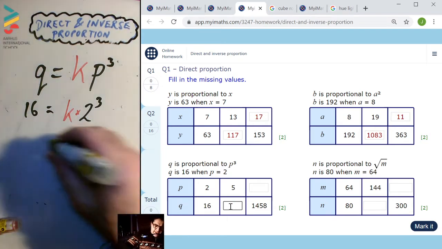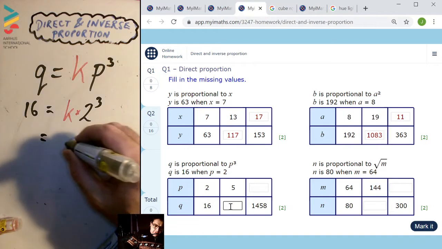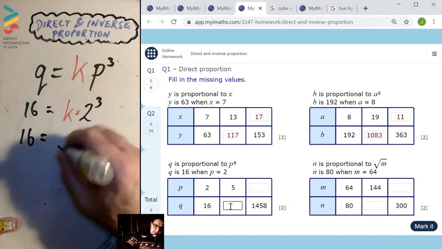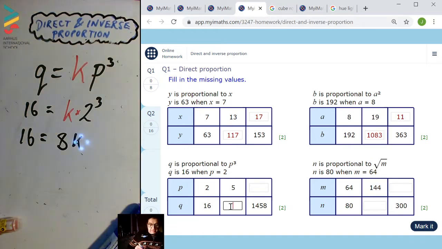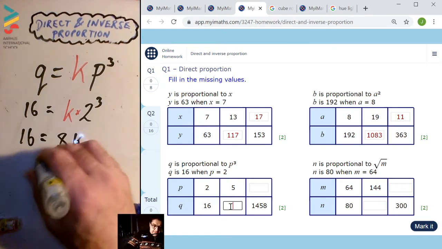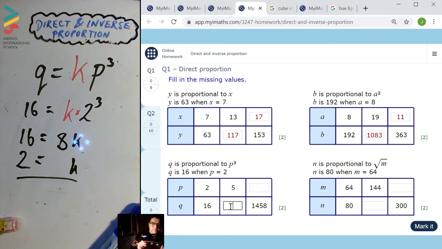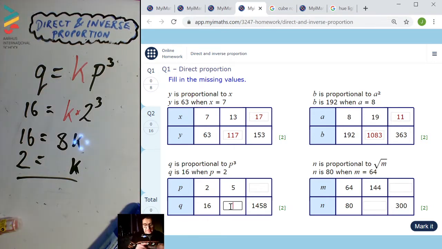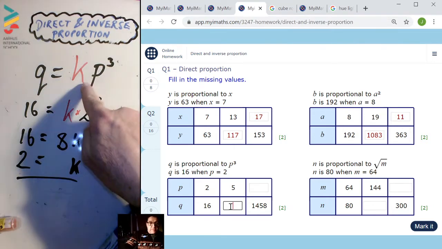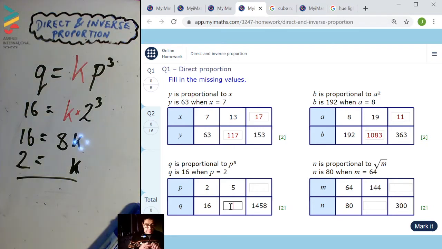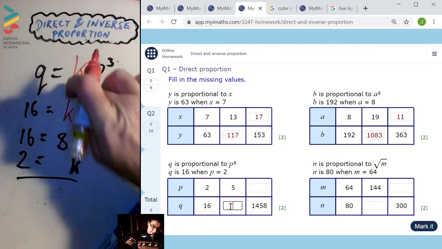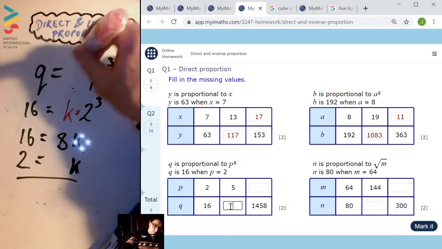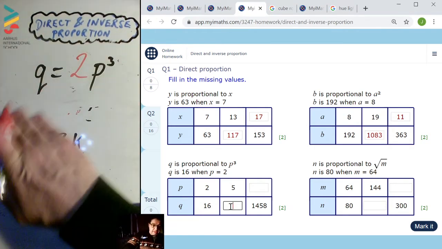2 cubed is just 8, 2 times 2 times 2. So 16 is equal to 8 times K, and divide everything by 8. K is equal to 2. So having figured out that K is equal to 2, I can go back to my original relationship between Q and P that I wrote down and replace the K with the 2 that we figured it out to be.